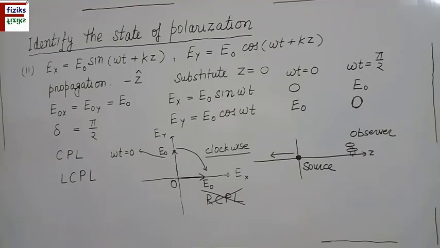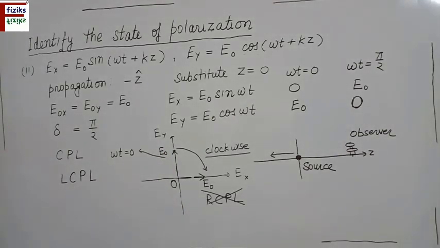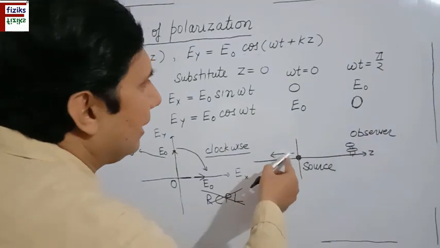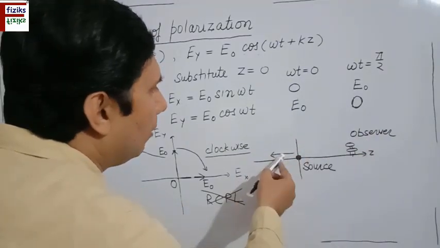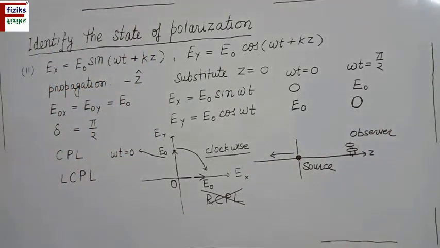In the earlier case, what was happening? Light was propagating towards the observer. When light was propagating towards the observer, whatever you were observing on the EX, EY plane was simply providing the state of polarization. But now the situation is different. This light is propagating in the negative z direction. So this observer is observing this light from the back side. So he is observing the opposite polarization.